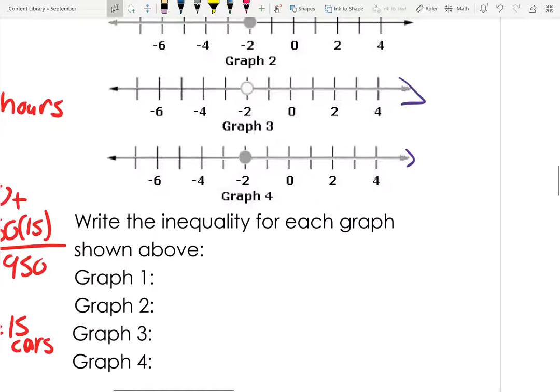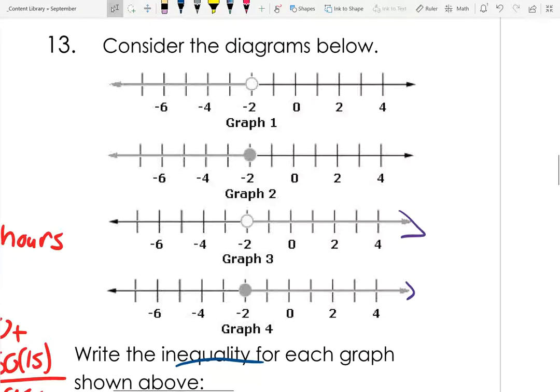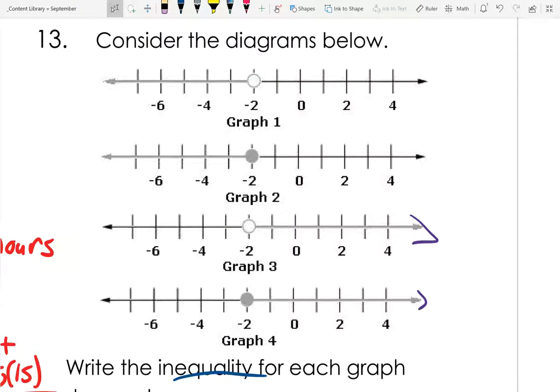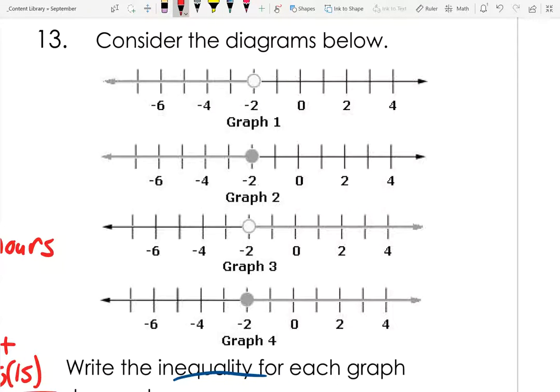So we're writing down here, we're going to write the inequality for each graph. I'm just going to go ahead and write it next to the graph, just for sake of it being a little easier that way for me. So the first graph, we have an open circle at -2, and it's being shaded to the left.